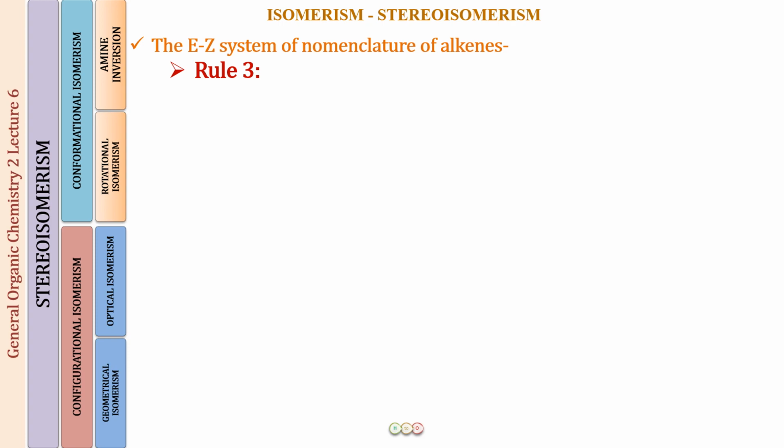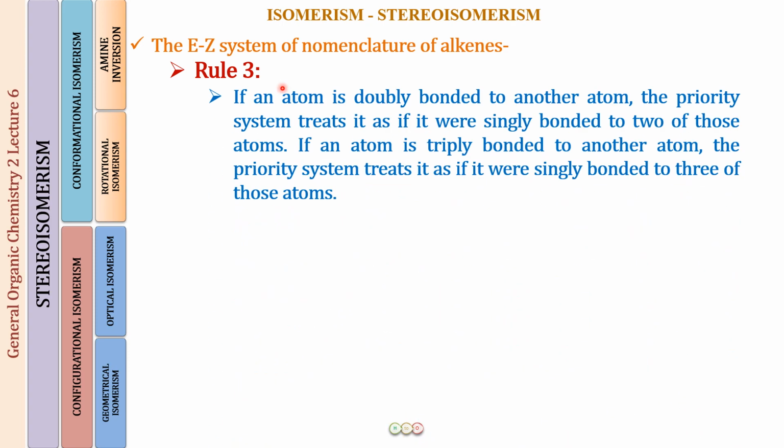Alright, so the rule says that if we have an atom which is forming a double bond or a triple bond, this rule is going to be applicable there. So if an atom is making a double bond to another atom, the priority system treats it as if it was singly bonded to two of those atoms, and if it is making a triple bond to another atom, then the priority system treats it as if it was singly bonded to three of those atoms. Now what do I mean by this?